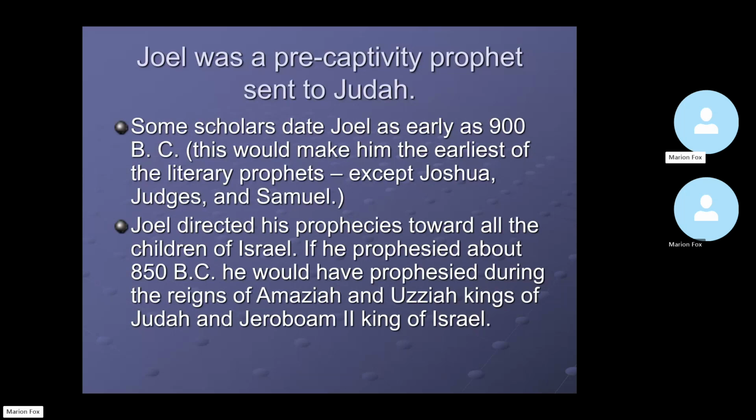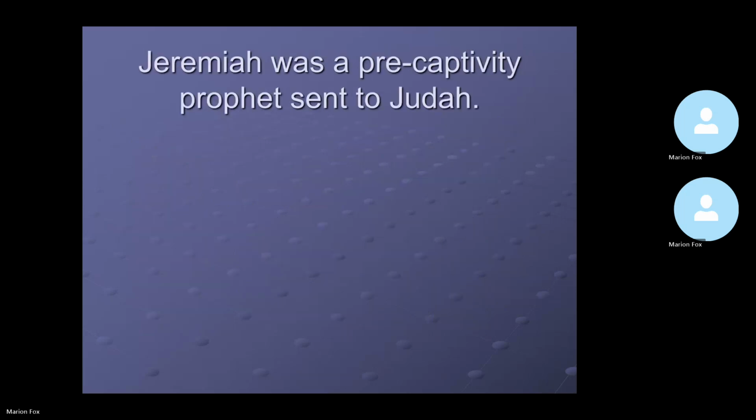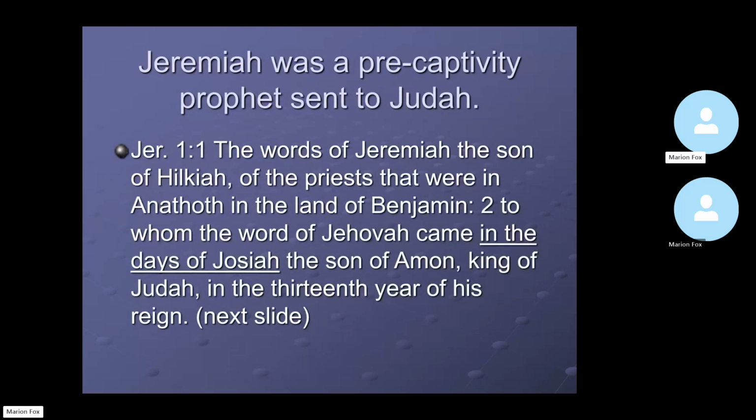If he prophesied about 850 BC, he would have prophesied during the reigns of Amaziah and Uzziah, kings of Judah, and Jeroboam, the second king of Israel. This is about the time frame I would date Joel. If that's the case, we would look into those kings and their time frame.